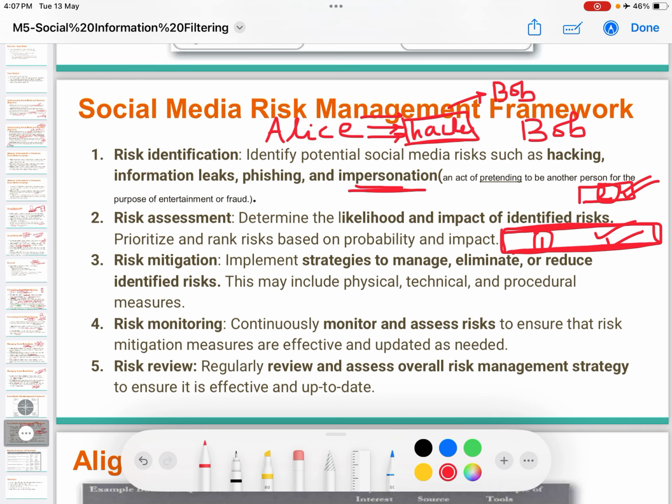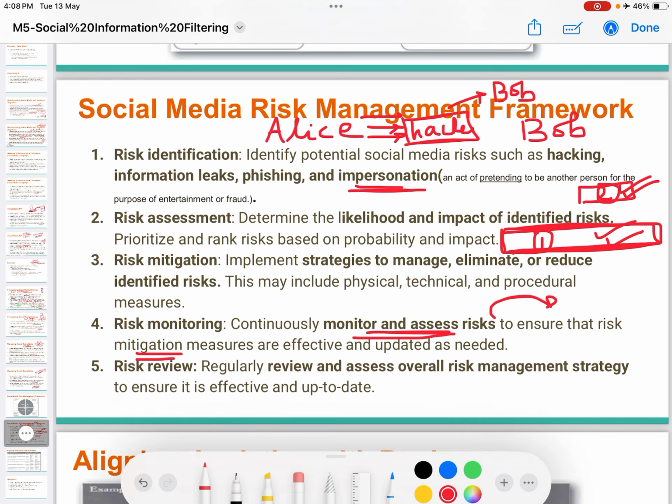Risk monitoring. Continuously monitor and assess the risk to ensure that risk mitigation measures are effective, and update as needed. Once the risk is mitigated, that does not mean you stop watching. It's not like that. You need to monitor the risk on a timely basis to see that the risk is not coming again. It should not come again. So you need to monitor that risk. Risk review. Regularly review and assess overall risk management strategies to ensure they are effective and up to date.